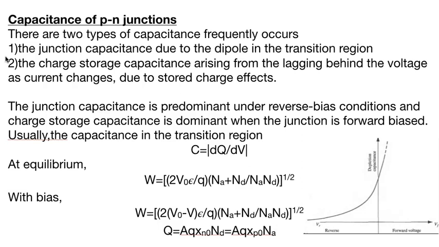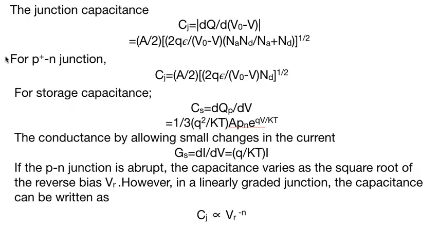we know that V0 is 1 by 2 Q by epsilon times Na over Na plus Nd into W square. And if there is a positive voltage, then we subtract that voltage from the contact potential. At a P plus N junction, the junction capacitance Cj is A by 2 under root 2 Q epsilon over V0 minus V into Nd.